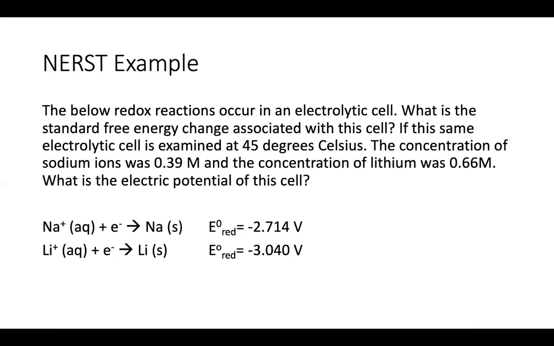The last example we're going to go through says the below redox reaction occurs in an electrolytic cell. What is the standard free energy associated with this cell? If the same electrolytic cell is examined at 45 degrees Celsius, the concentration of sodium ions is 0.39 molar, and the concentration of lithium ions is 0.66 molar. What is the electric potential of this cell?